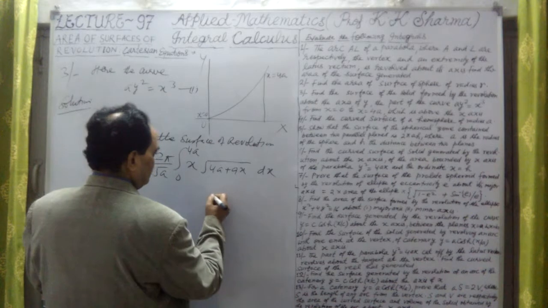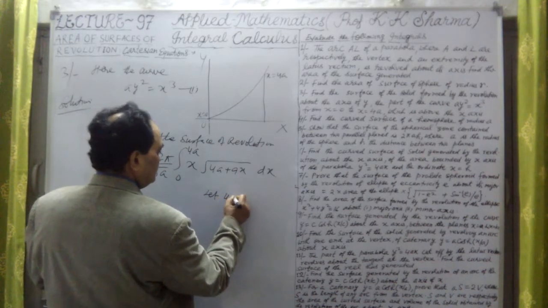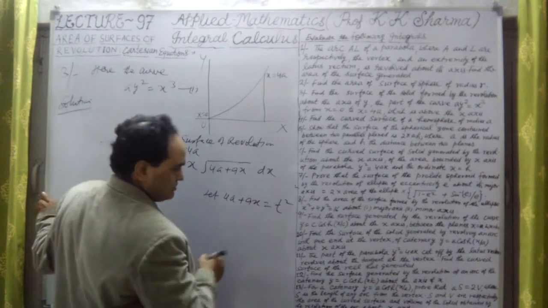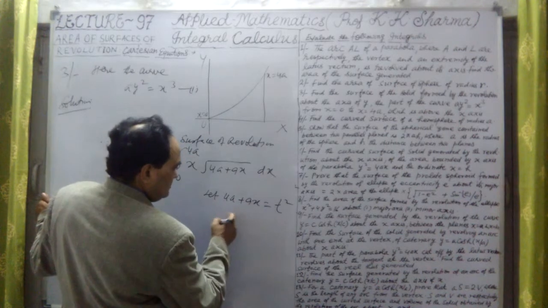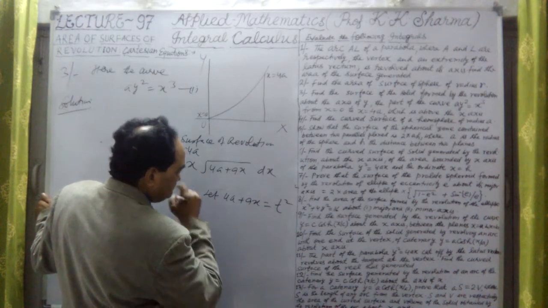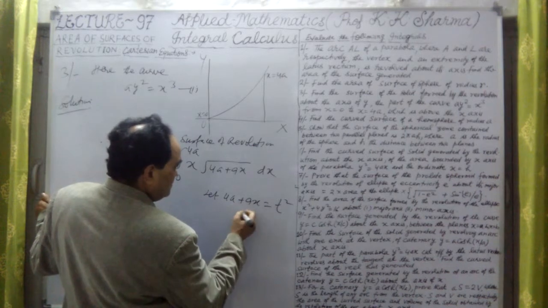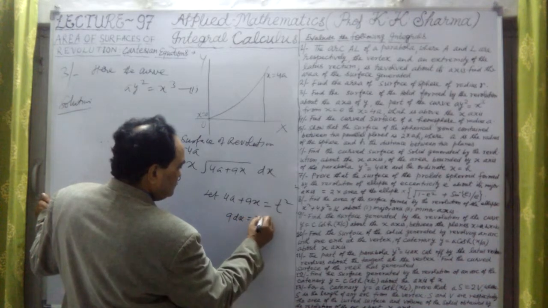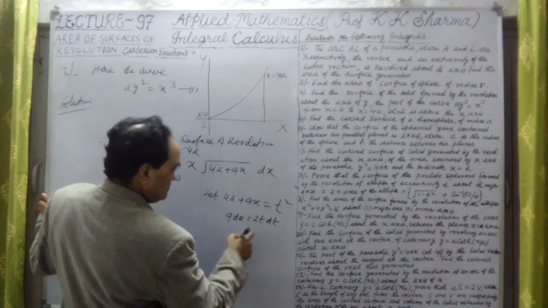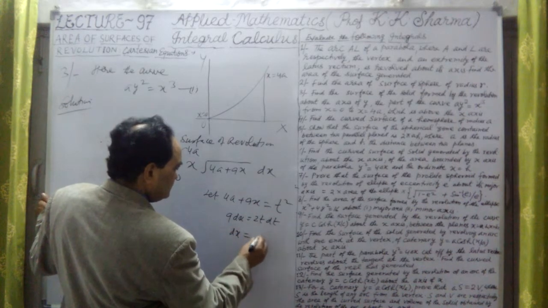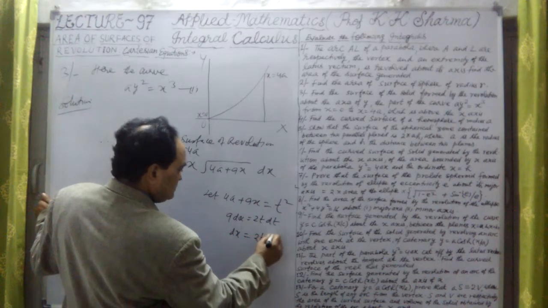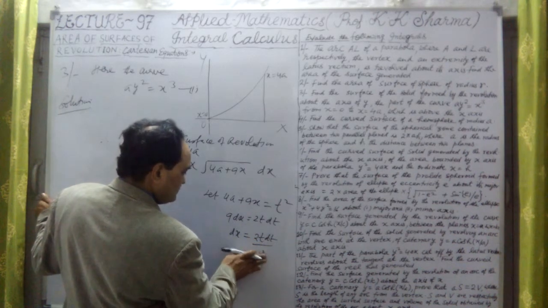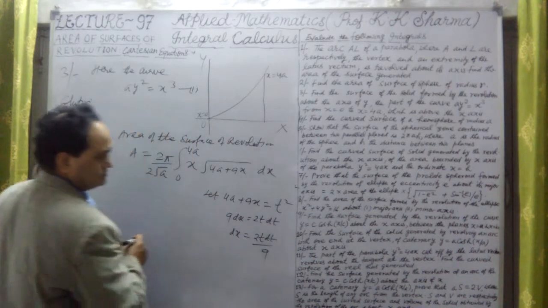Now let me put that square root something in a square. If I take it as, let 4a plus 9x is equal to t square. Then differentiating with respect to x here, this is 9 into dx equal to 2t into dt. That means dx is equal to 2t dt upon 9 here, the value of dx.